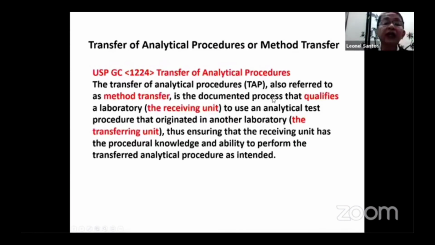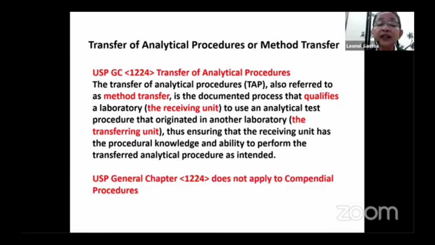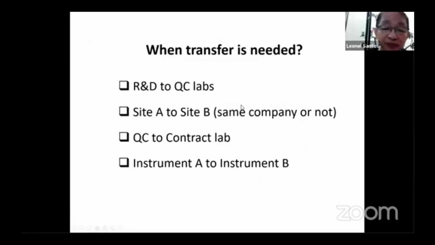This would be general chapter 1224, transfer of analytical procedure, which is the last general chapter that was added in USP. And this is, again, the transferring unit moving the method to a receiving unit so as to ensure that the receiving unit has the procedural knowledge and ability to perform the transferred analytical procedure as intended. And this is not applicable to USP monograph because you can use a USP monograph at any time in any other lab without doing any formal transfer.